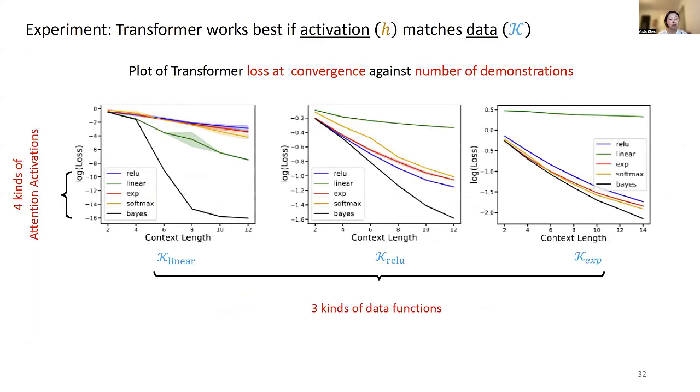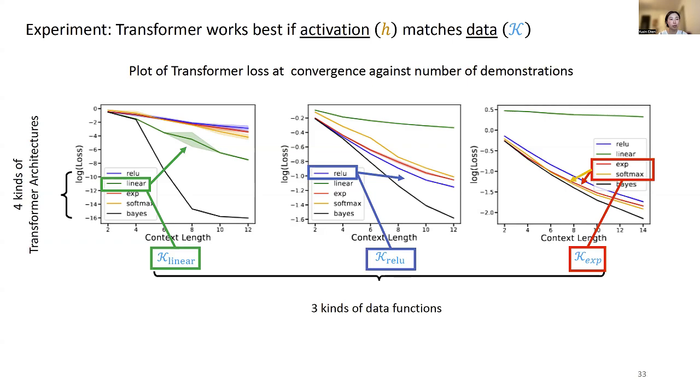I now present a set of experiments which verify the statistical optimality of transformers when activation matches data. Each plot on this slide corresponds to a different choice of data kernel k. Each plot shows 4 colored lines corresponding to the loss value of 4 kinds of transformers with 4 different types of attention activation. The y value corresponds to the loss after training converges. The x-axis represents number of demonstrations, and in general, you do expect the loss to decrease with increasing context length.